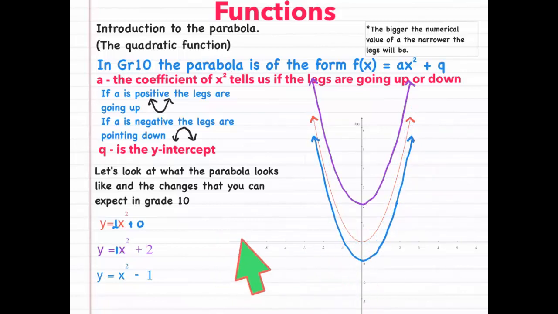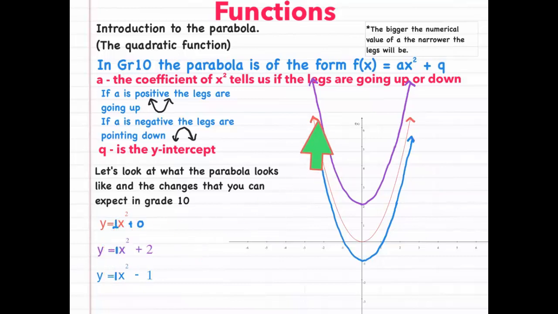Okay, so just a quick couple of tips. The bigger that value, the bigger the coefficient of x squared, the bigger the numerical value of a, the narrower the legs will be. Now here, the a was all the same. Okay, so the a had the same value for all 3 of these functions. So what happens if it's a 2x squared?